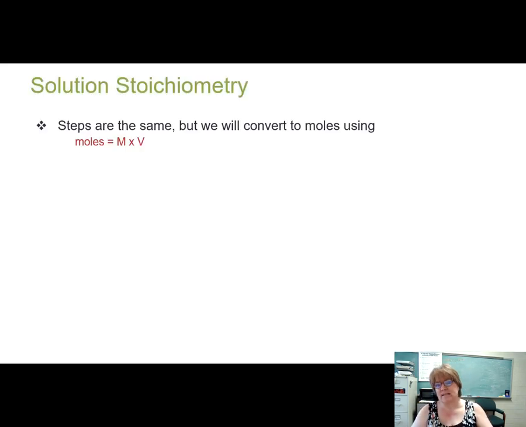The steps are basically going to be the same when we do stoichiometry. We still need to have a balanced reaction. We still have to figure out what is the substance that I know the quantity of and what is the substance I'm trying to figure out. However, when we calculate how many moles of the given we have, we're now going to use the molarity equation, rearranged to form moles is equal to the molarity times the volume. So if I want to know how many moles I have, and I know I have 17 milliliters of 0.25 molar substance, I can calculate the number of moles from the molarity and the volume.